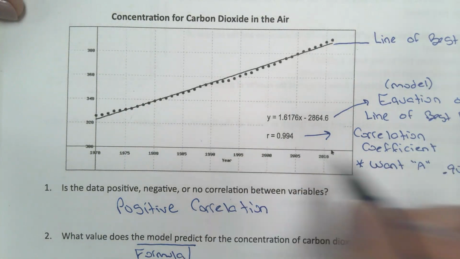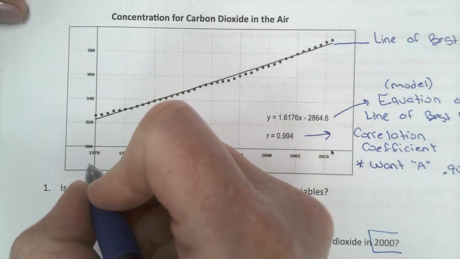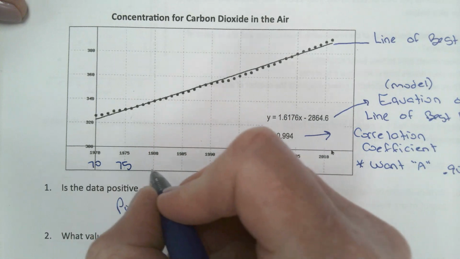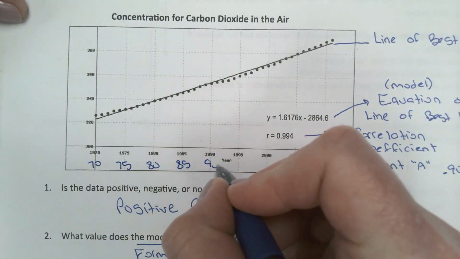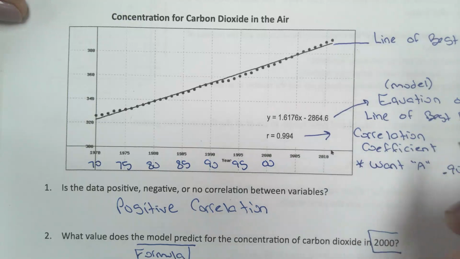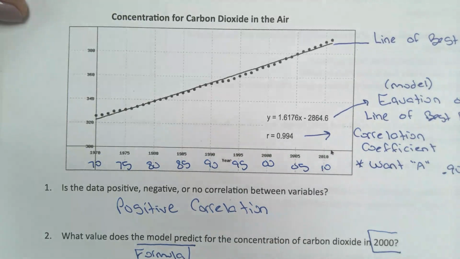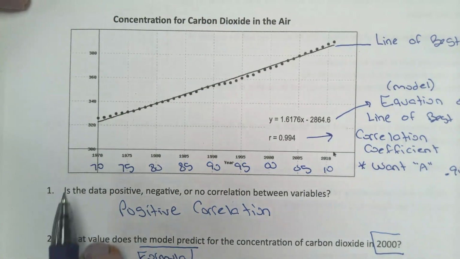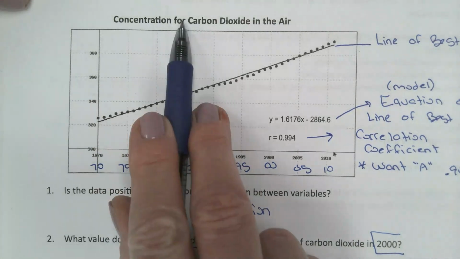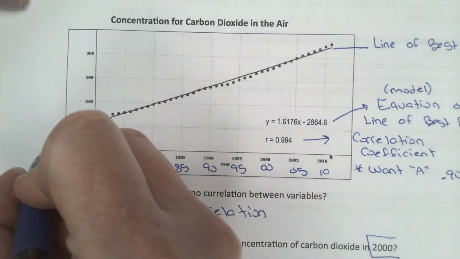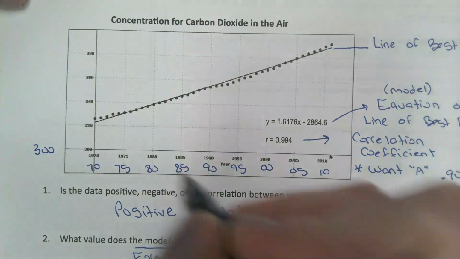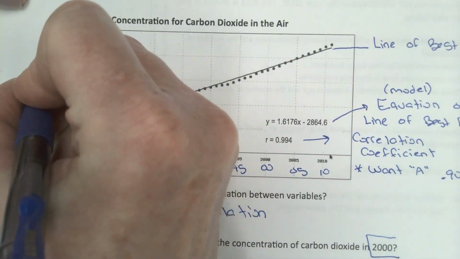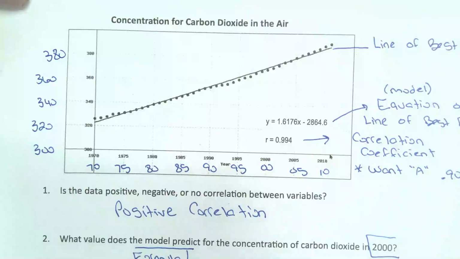So on your x-axis, we have years. And it's a little hard to read, but I know that that first one is the year 1970. And then we have 75, 80, 85, 90, 95, 2000, 2005, and 2010. And then the y-axis is measuring the concentration of carbon dioxide. So the first one is 300, and then it's counting up in 20s. 320, 340, 360, and 380.